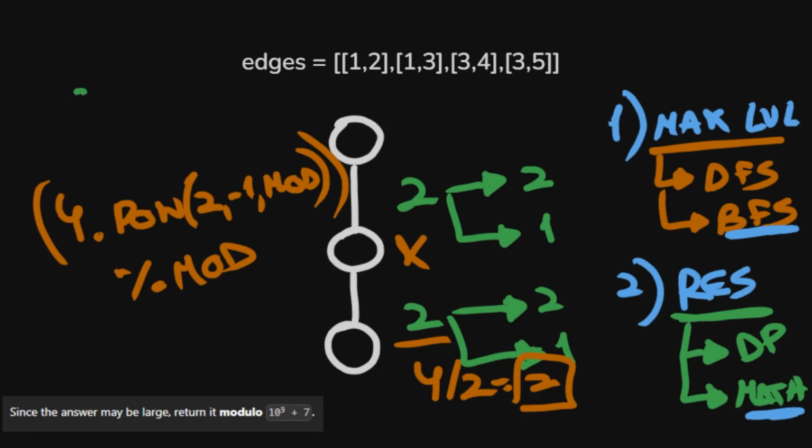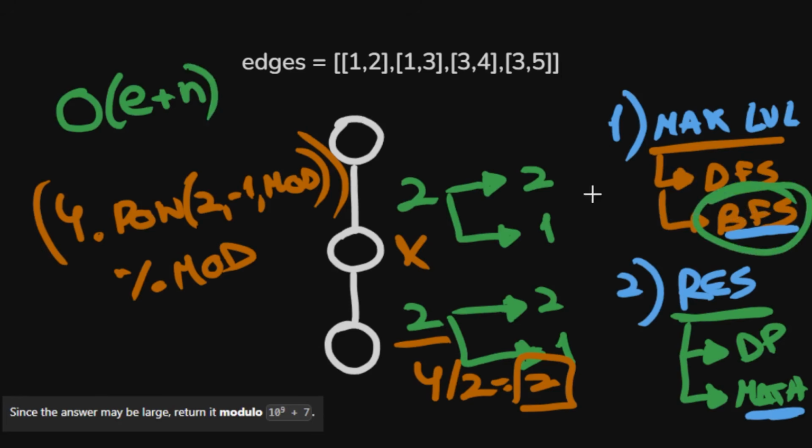Time and space complexity for this approach is big O of the amount of edges plus the amount of nodes because of this BFS. Remember that we need to build an adjacency list, and well, then we have to run the BFS with the queue. So with this in mind, now let's see how to code this up.